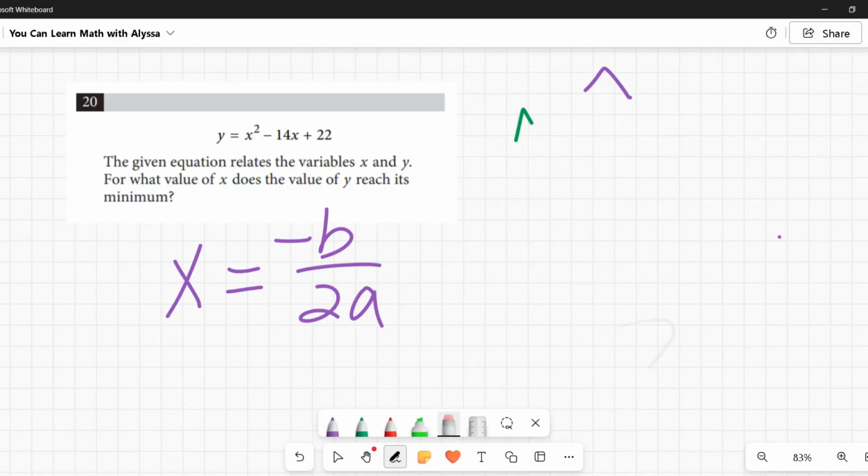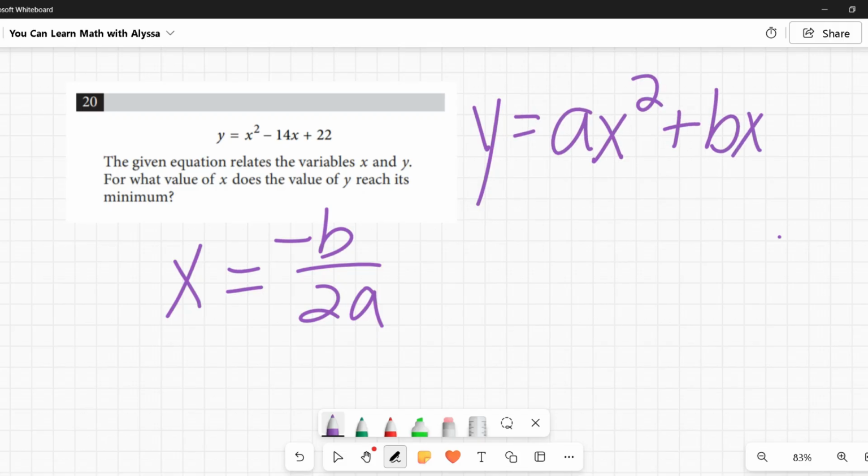And what do b and a mean? It's referring to the standard form of a quadratic, which is y equals ax squared plus bx plus c. This is our a, the constant in front of the x squared, and this is our b. It connects with whatever sign is in front of it. If there was a negative here, it'd be connected with that. So in this case, our a is an invisible, understood 1, and our b is a negative 14.